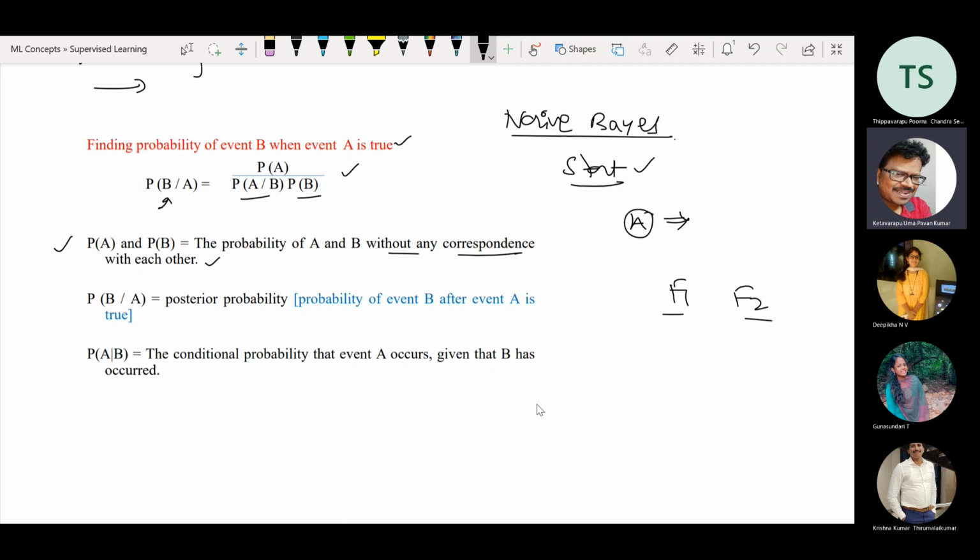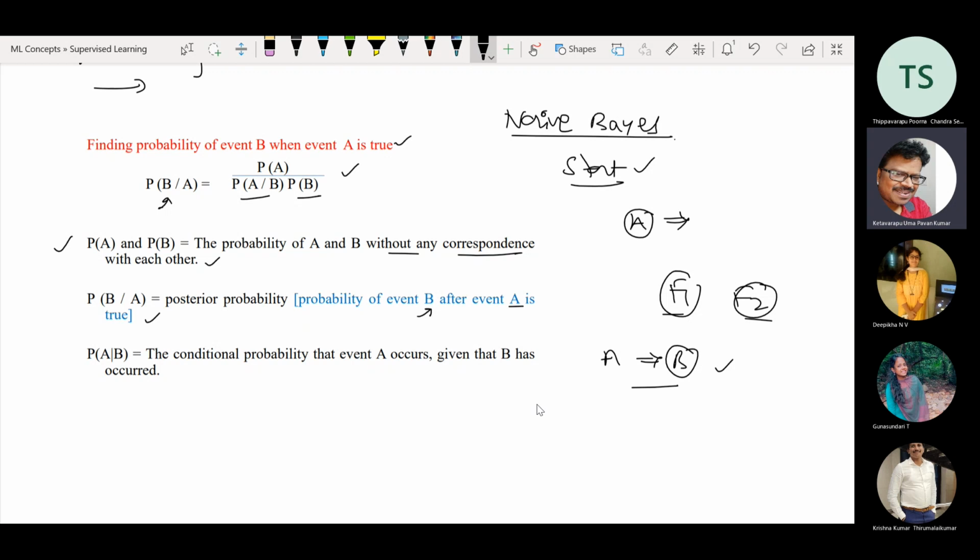Okay, we can make use of those features in the naive Bayes. And of course, guys, if you are referencing the probability of B given A, which is a posterior probability, that means the probability of event B after A is true. Suppose after the occurrence of A, what could be the value of B? Based on that particular convention, we are going to observe this implementation.